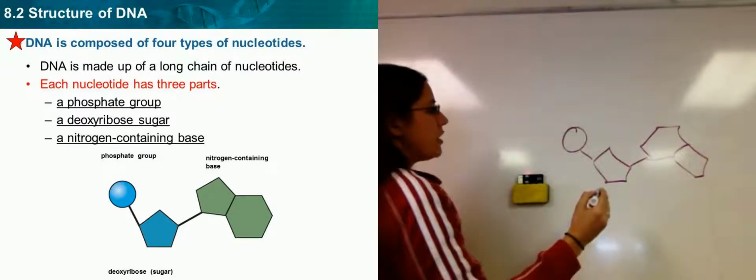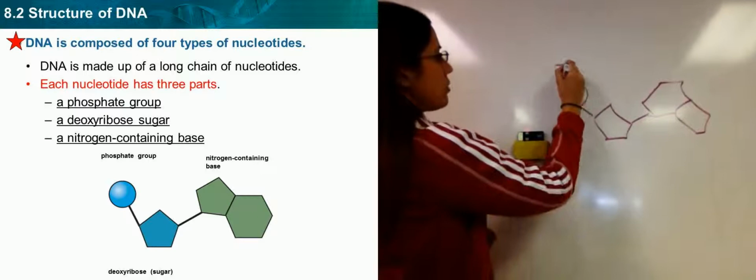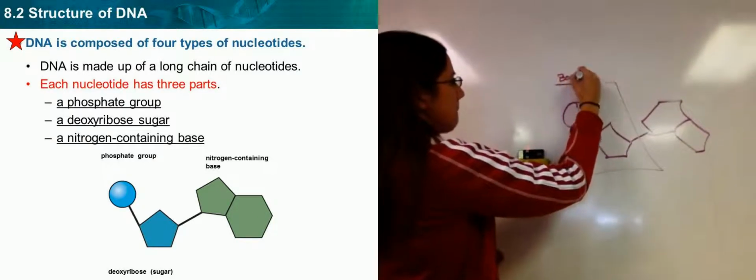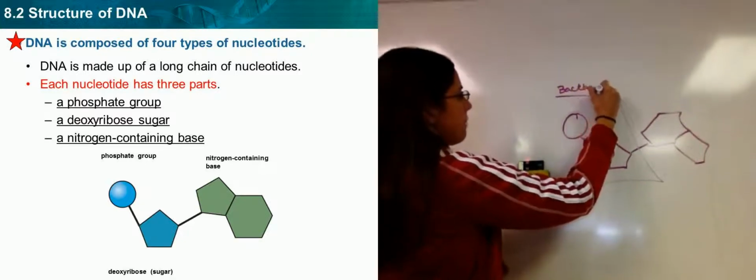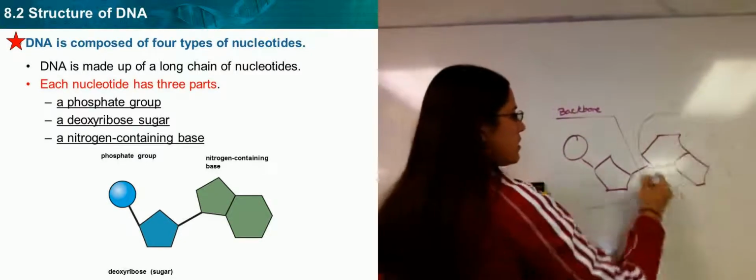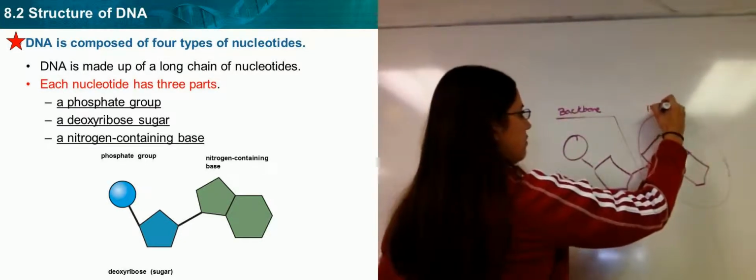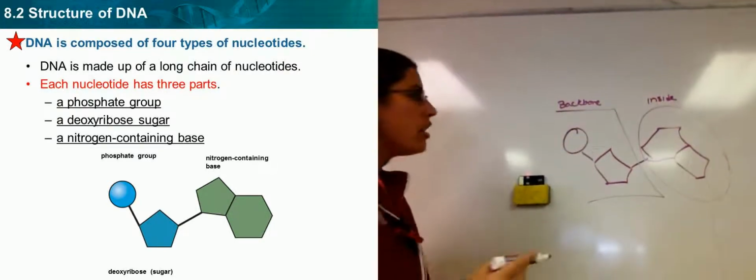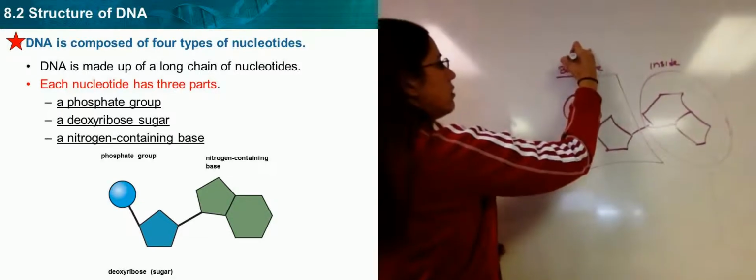In all of the examples that we will go through today, we will be referring to the sugar and the phosphate as the backbone, and we will be referring to the bases as the inside. Another way to think of the backbone would just be the outside.